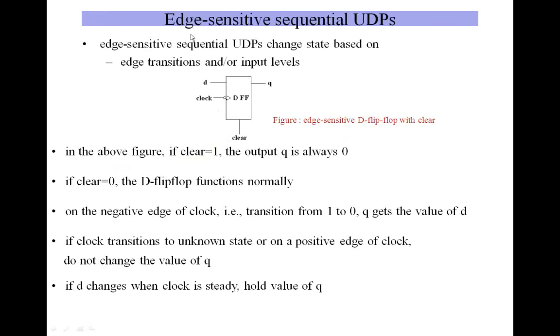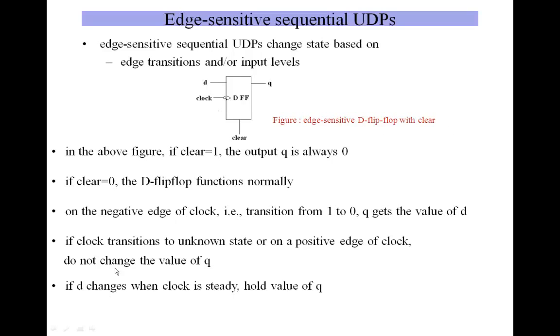Let us look at this example, edge sensitive sequential UDPs. Here this clock is negative edge. This is the input D and output Q, and this is a clear. This clear is asynchronous. If we are representing this clear here, it is asynchronous. In parallel to clock, if we represent clear, that is synchronous. Now these are the specifications of how the circuit behaves. This figure, edge sensitive D flip-flop with clear.